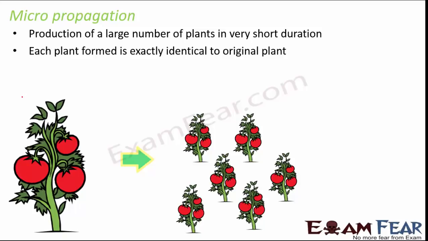Micropropagation is a technique of producing a large number of plants in a very short duration. Here every plant is identical to the original plant. So if you have this plant, from this plant you produce a huge number of clones, exactly similar plants.